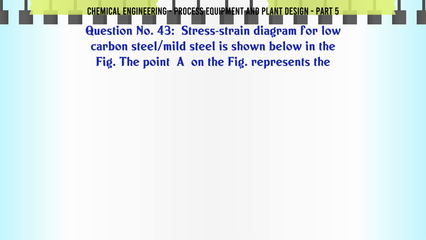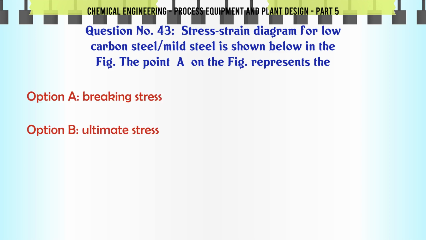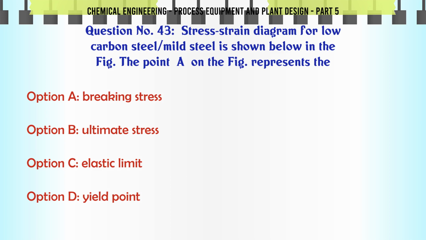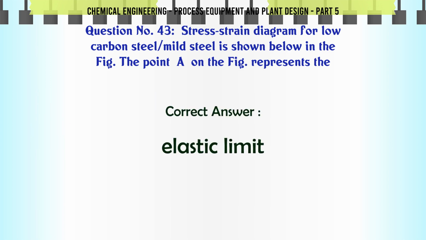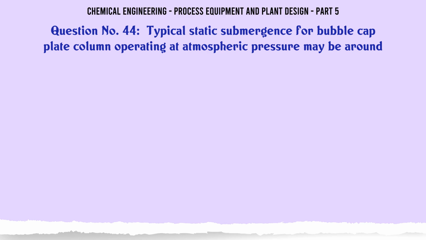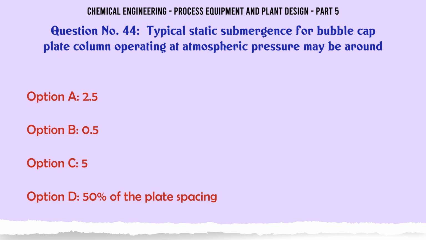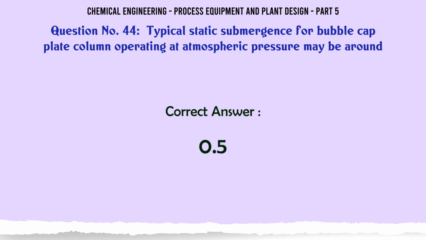Stress-strain diagram for low-carbon steel (mild steel) is shown below in the figure. The point A on the figure represents the A. breaking stress, B. ultimate stress, C. elastic limit, D. yield point. The correct answer is elastic limit. Typical static submergence for bubble cap plate column operating at atmospheric pressure may be around A. 2.5, B. 0.5, C. 5, D. 50 of the plate spacing. The correct answer is 0.5.